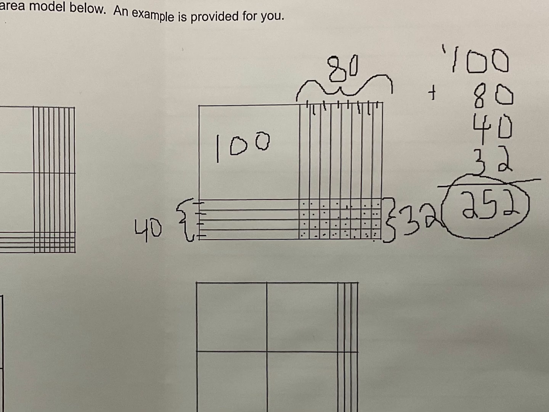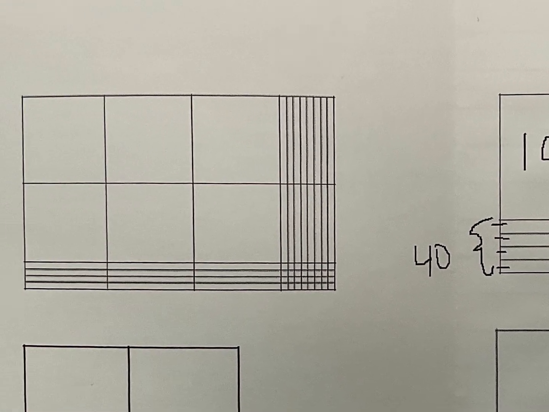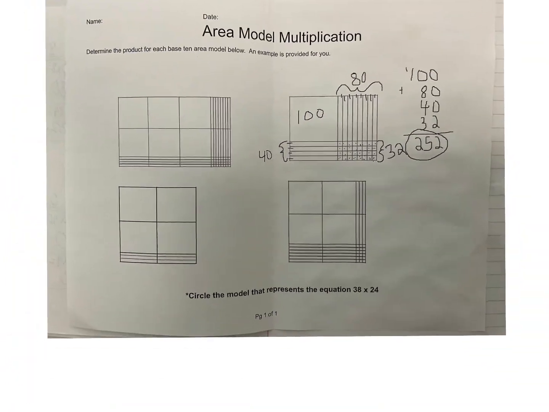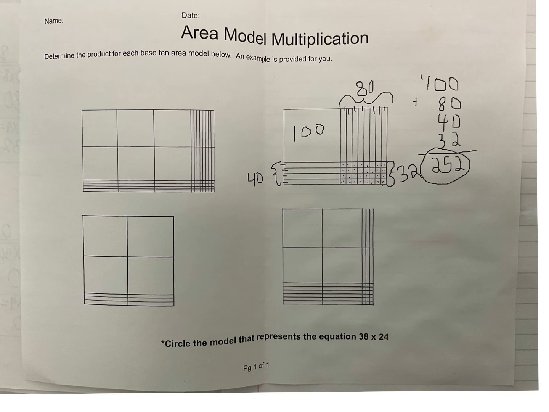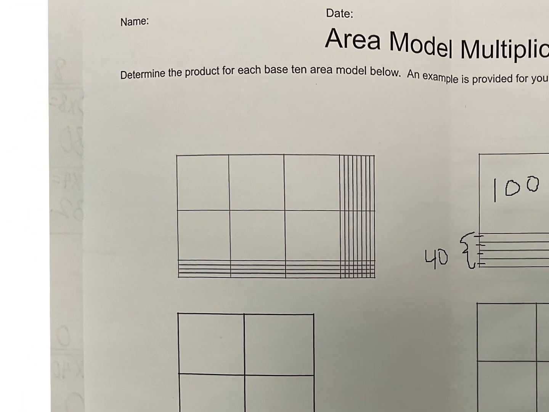Oh, I did not mean to do that. Let me erase that real quick. All right. So let's go over here, and we're going to do the same thing. And we're trying to find the model that represents the equation 38 times 24. You see that down here? 38 times 24. Yes. Where did 100 come from? I'm going to show you.